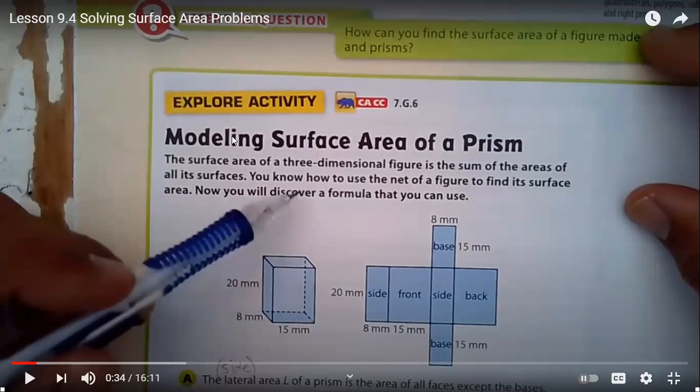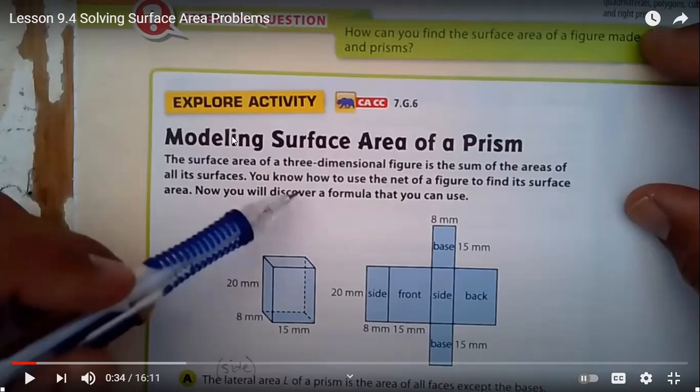To calculate the surface area, are we going to calculate from outside or inside? Outside. Thank you. If we want to talk about inside, that means we are going to calculate the volume. So please take care.